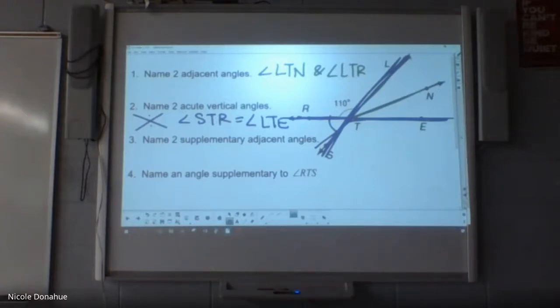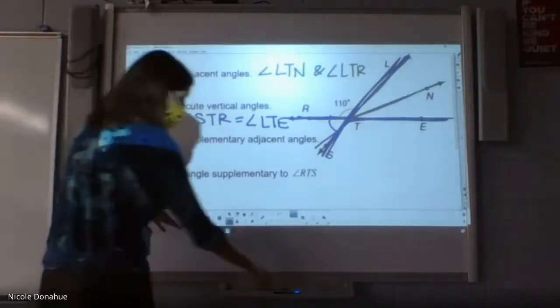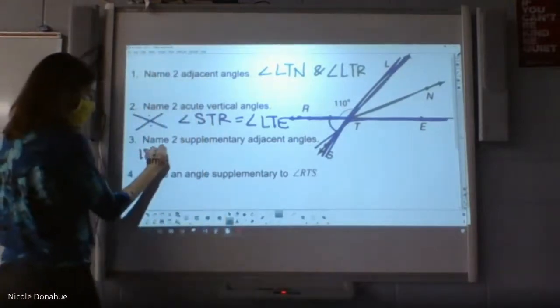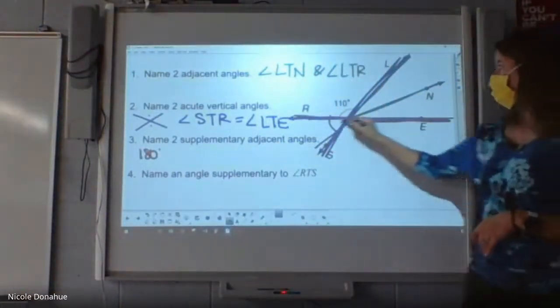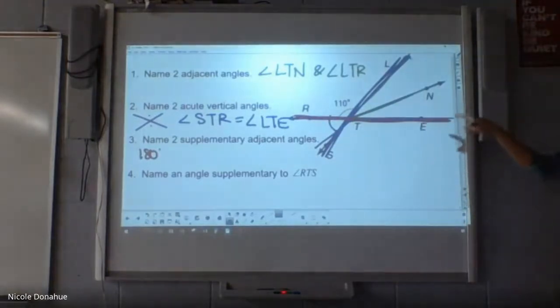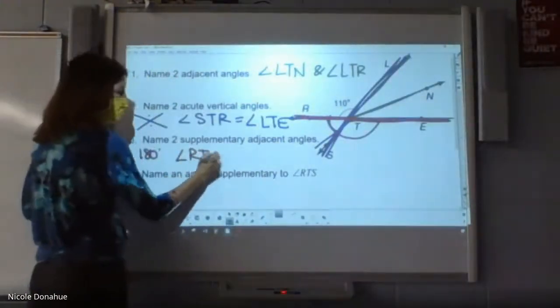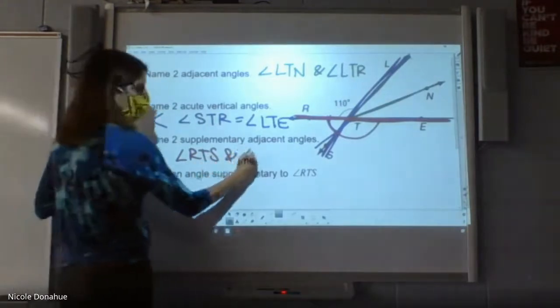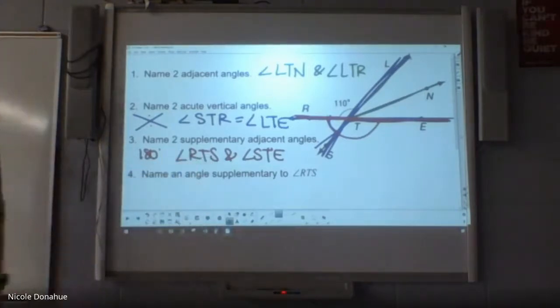Name 2 supplementary adjacent angles. So they're supplementary but also adjacent. We could also call that a linear pair. Supplementary means they add to what? 180. Remember, supplementary is the second one, so that's 180. They should add to 180, and they're next to each other. So we have to make 180 together. So do you want to use the ones on the bottom down here? So RTS and STE work. I guess we kind of answer the question down below then too. Name an angle supplementary to RTS. It would be STE, could be one of them.